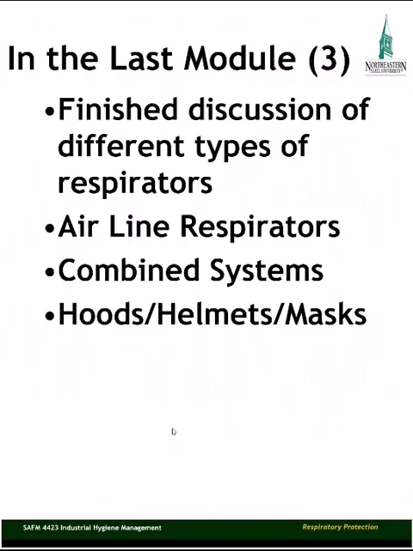We need to continue our discussion of respiratory protection. In the last module, which was module 3, we finished discussing different types of respirators. We talked a little bit more about airline respirators. We talked about combined systems. Normally those combined systems are going to be maybe an airline system with an SCBA system also. We talked about hoods, helmets, masks, loose-fitting face pieces, just to clarify our understanding of that terminology.